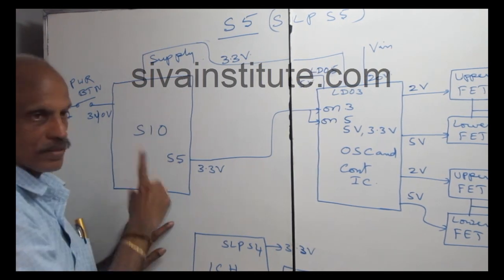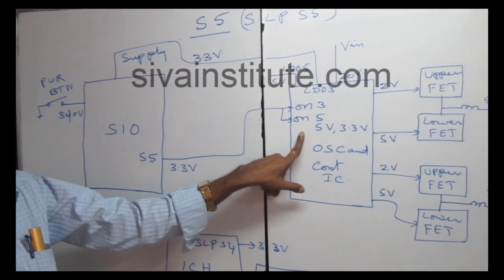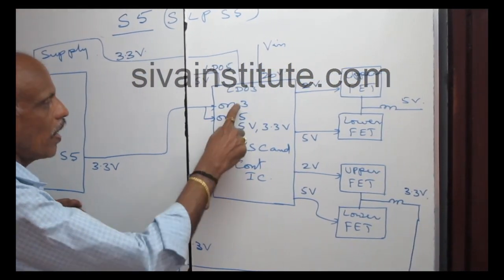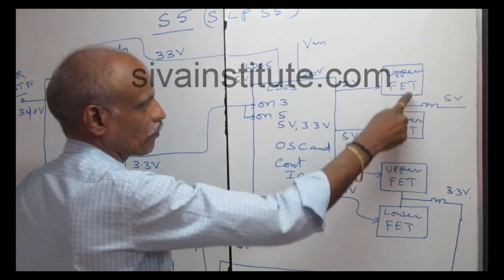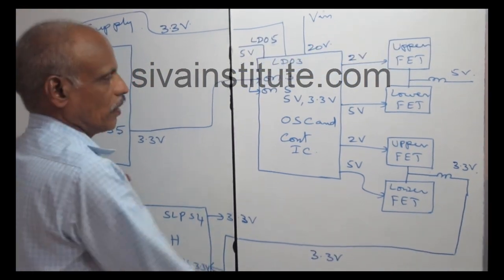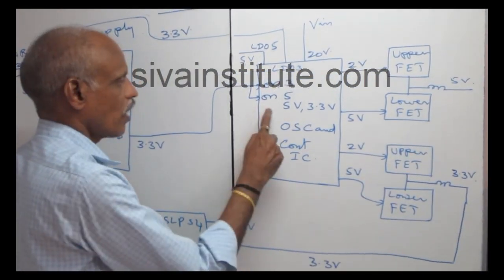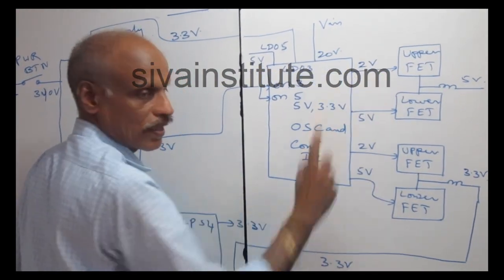After this, it will start. When you press the power button, S5 3.3 volts comes to this IC. This voltage goes to ON3 and ON5. ON3 means 3.3 volts on. ON5 means 5 volts on. This is the 5 volts regulator. This is the 3.3 volts regulator. This ON3 is for this regulator, this ON5 is for this regulator.